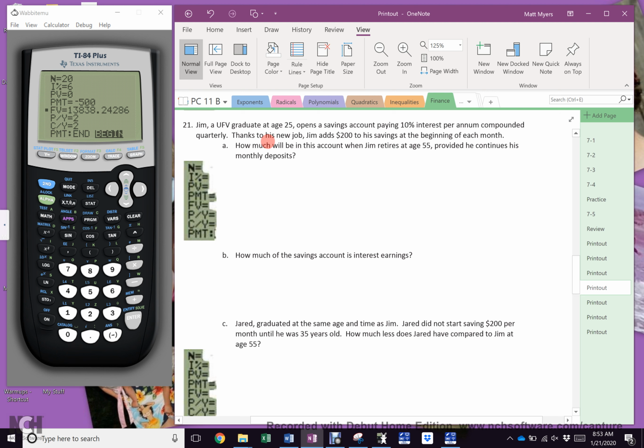So, thanks to his new job, Jim adds $200 to his savings at the beginning of every month. Yes? How much will be in his account when Jim retires at age 55? How many months in a year? So he's going to make 12 payments a year, right? How many years from 25 to 55? 30.